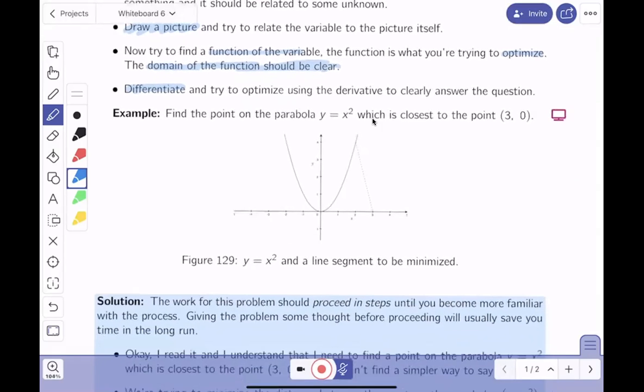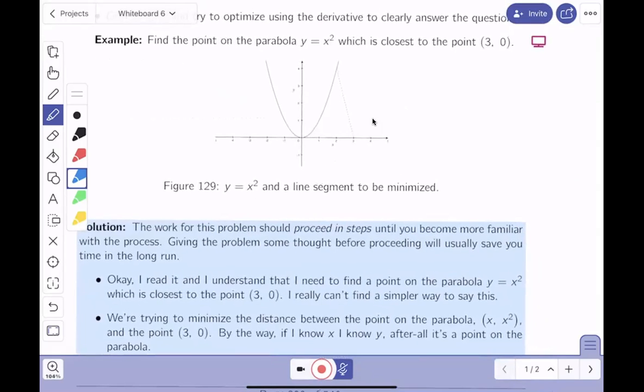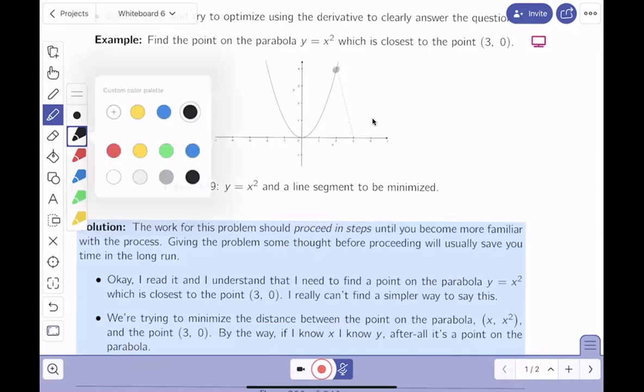So let's do the first example. Not going to be too bad. It says find the point on the parabola y equals x squared. How many points are on the parabola? An infinite number of them. They want me to find a point in general. By the way, I'm going to take their picture. I'm going to say the point's over here somewhere.